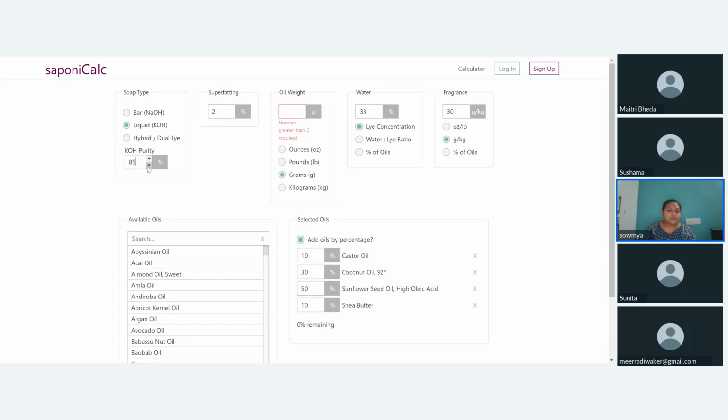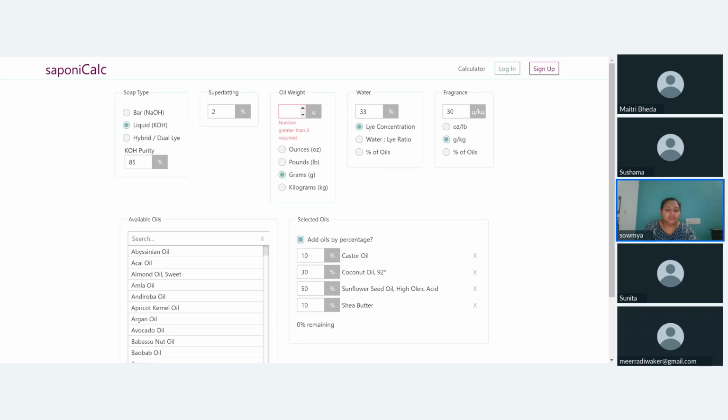Usually in most of the soap calculators, it will be 90. Sometimes they will be fixed, like the SaponiCal has it fixed to only 90% purity. But I don't have 90% pure potassium hydroxide with me. It's 85%, so I will change it to 85. Okay, and then I will add my super fatting. Up to 3% I can add. I'm adding 2% super fat.